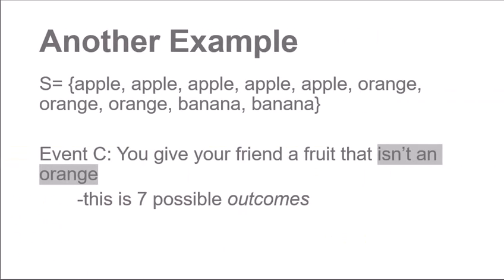Final example, my event might look like you give your friend a fruit that isn't an orange. So if I omit all the different orange options, there are 7 remaining fruits. So the probability of getting a fruit that isn't an orange is 7 out of 10.